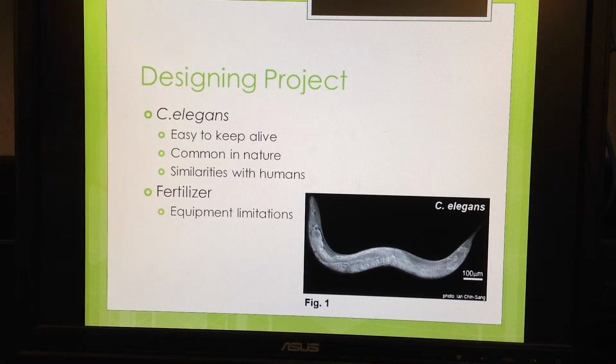Collecting data on the C. elegans was very easy, and we only needed a dissecting microscope. This data could be collected in the limited time span of one class period, creating another reason why it was a good organism to use. When trying to decide a fertilizer to use, we selected a liquid fertilizer because of limitations with our equipment, which included not being able to fully dissolve the solid fertilizers to the point where we could manipulate them to produce the necessary concentrations.